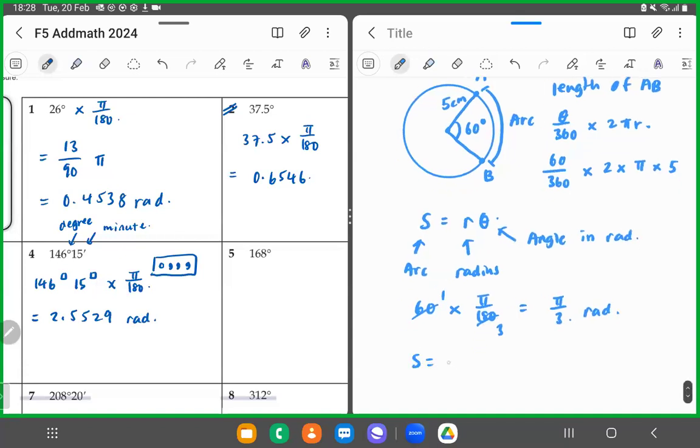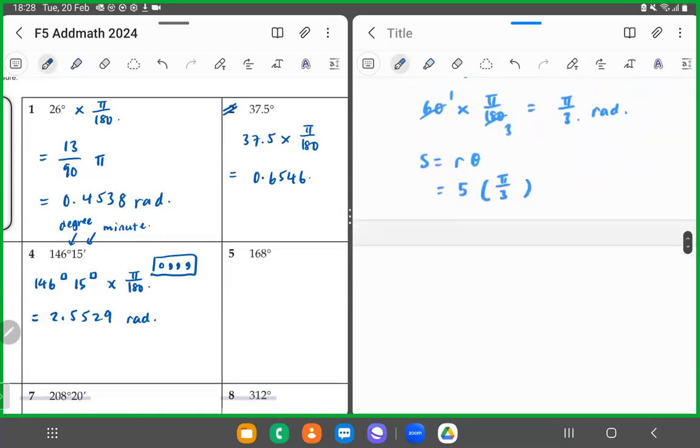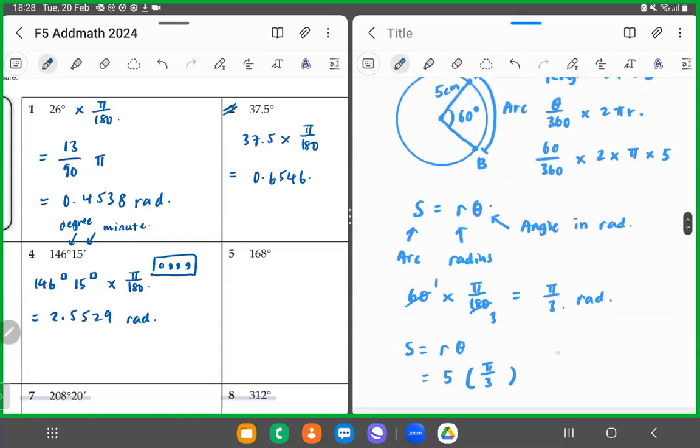So S equals r theta. Your radius is 5, your theta is pi over 3. To find the length of AB, AB will be equal to, you use a calculator, 5 times pi over 3. In this case, if the question doesn't state what value of pi to use, then you can use the calculator pi. So here will be 5.2360 cm. If this one is in cm, then your final answer will be in cm.